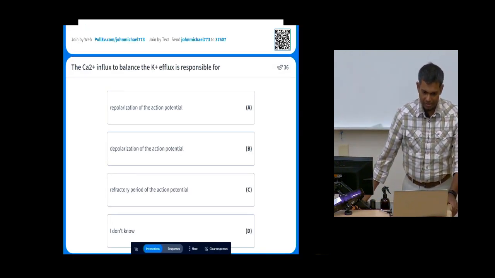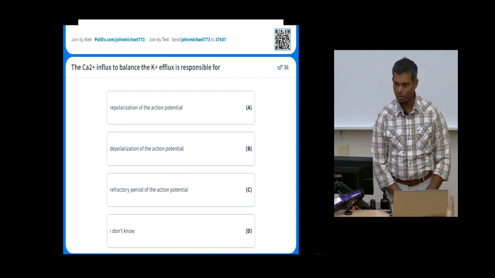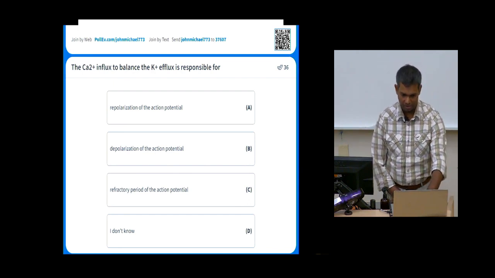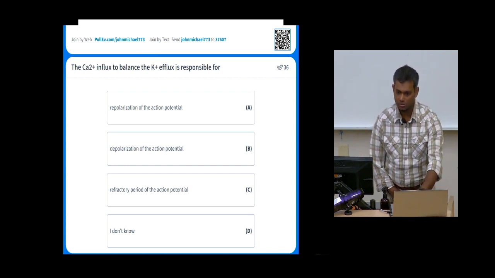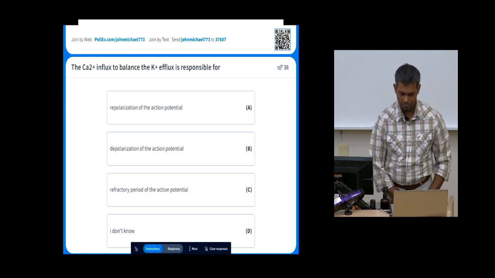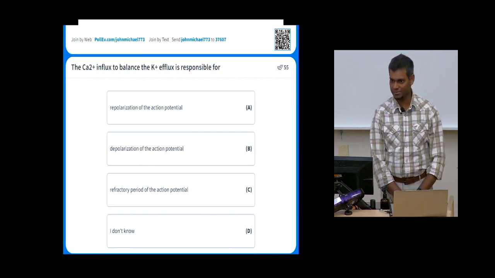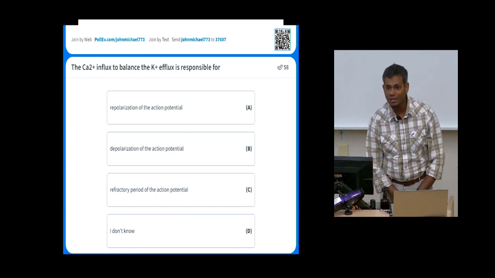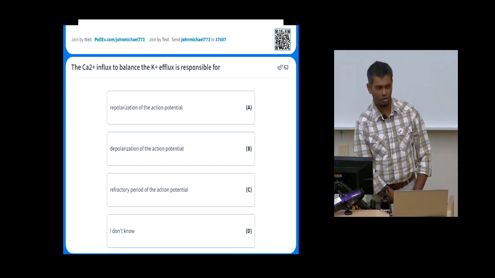So we see the calcium influx to balance the calcium efflux is responsible for which of the following? The repolarization of the action potential, depolarization of the action potential, the refractory period of the action potential. So what action potential is this referring to? What type of cell will you find this kind of action potential? It's a contractile cell in the heart, right? Not the autorhythmic or the skeletal muscle cell.